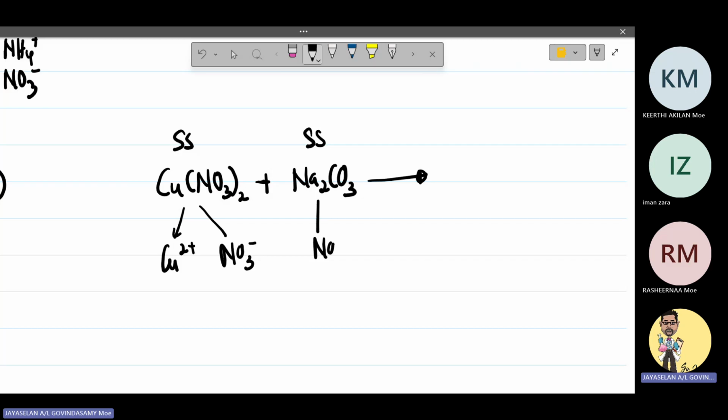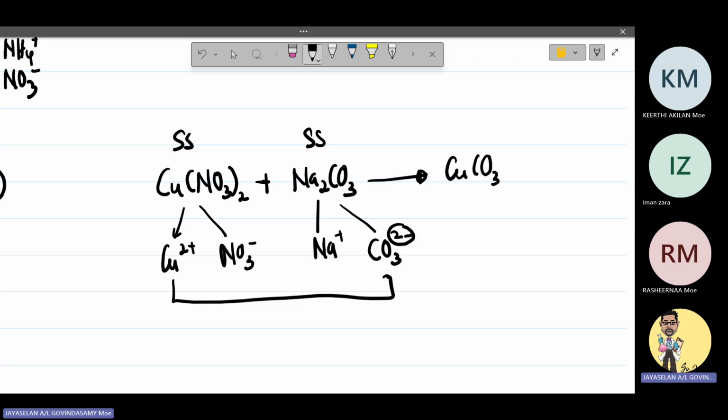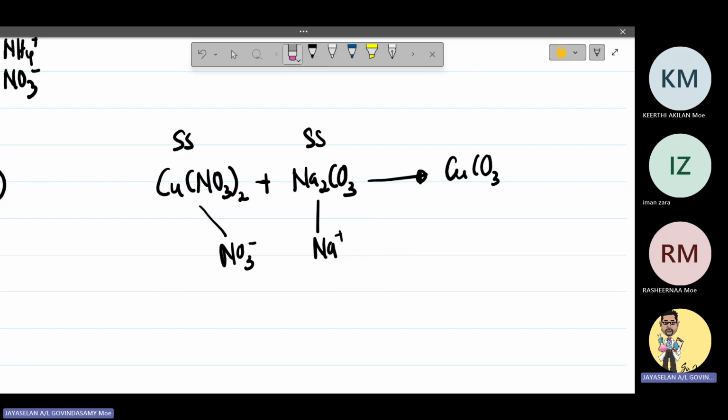So copper 2 ion, nitrate ion. Here sodium ion. You take the ion only, don't take the number of ions. During chemical reaction, positive joins with negative. So CuCO3. Charge is two, two, no need to do anything. So just erase and close it up. Here sodium joins with nitrate, you will get NaNO3. Charge is fine, no need to do anything. So this is the product. Now I need to balance the equation.